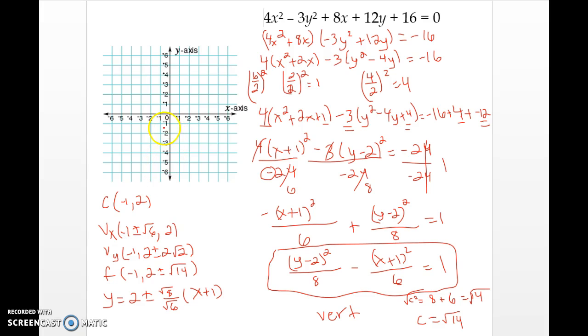So our center is -1, 2. We're going root 6 left and right. That's like 2.5. So 1, 2.5 and 1, 2.5. We're going up and down root 8, which is almost 3, and down 1, 2, almost 3. We're going to make a box, if you're doing box method. If you're not doing box method, that's okay. Try to keep your boxes straight. Mine are a little wobbly.